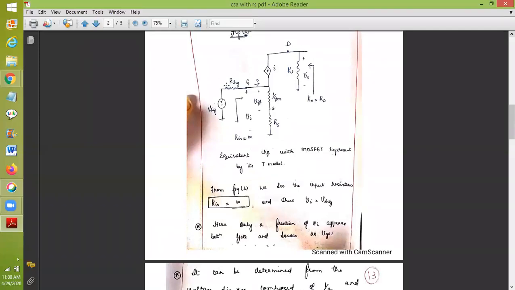See here, V signal is the input voltage. This is R signal. This is completely your T equivalent circuit, meaning the MOSFET is represented by a T equivalent circuit. This is the gate terminal. This is the drain terminal. I am representing it by a dependent current source, and the source is represented by 1 by Gm as the resistance. For that we are attaching the source resistance Rs.